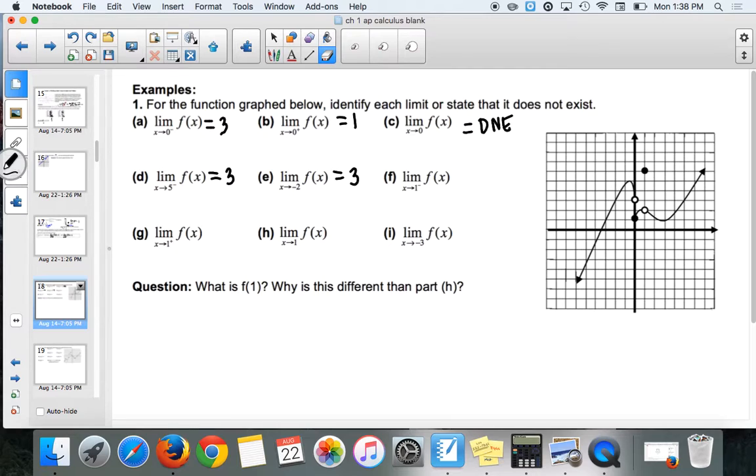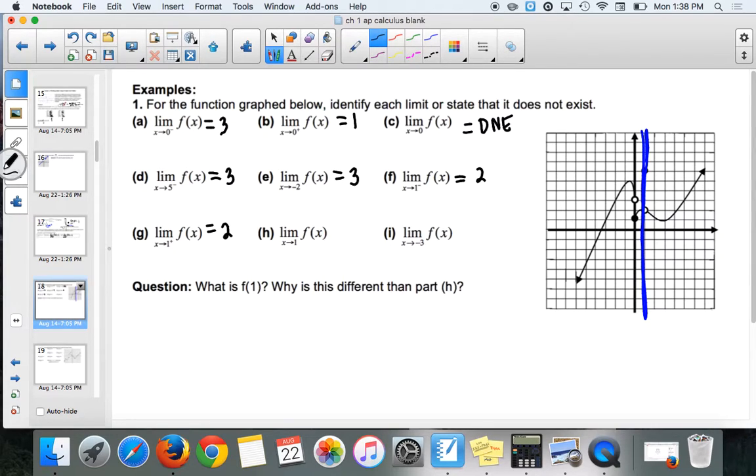How about the next one? So 1 from the left. Be careful, 1 is over here, right? It is not -1. So 1 from the left, it gets closer to 2, is that what you said? Yep, 2. 1 from the right, it also gets closer to 2. So if I just talked about the limit as x goes to 1 in general, it would be 2.